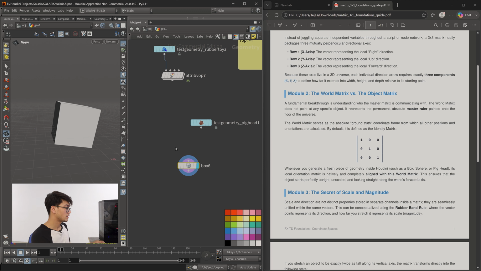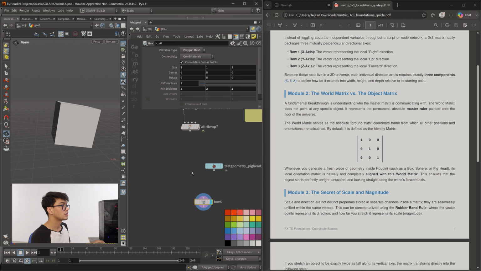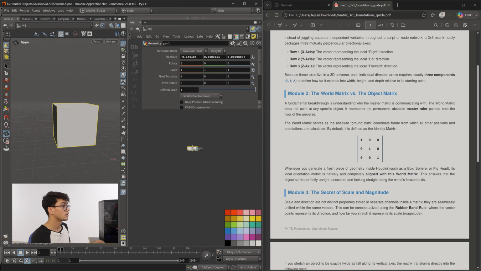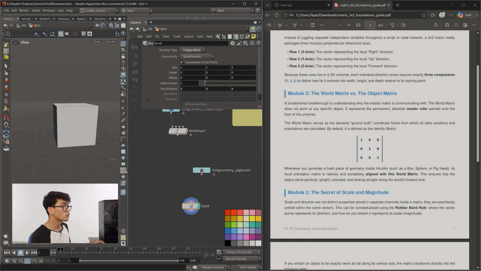But you see what just happened. Wait, maybe I rotated this. Yeah, rotate. Okay, you see this box has similar sides, right? We cannot say what's its front, what's its back, but you see this side is facing this way, so that means its matrix, which is x, y, and z, its direction is aligning with that world matrix. So that means it's facing the world direction.